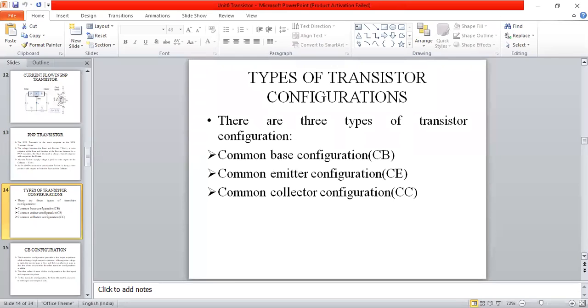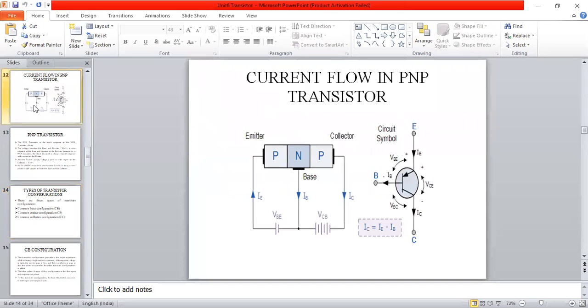If emitter, base, collector are the three terminals, one time we can take base as the common point, second time we can take emitter as the common point, and third time we can take collector as the common point. So already in this diagram, we have discussed that one by taking the common base. Same thing we are going to discuss.